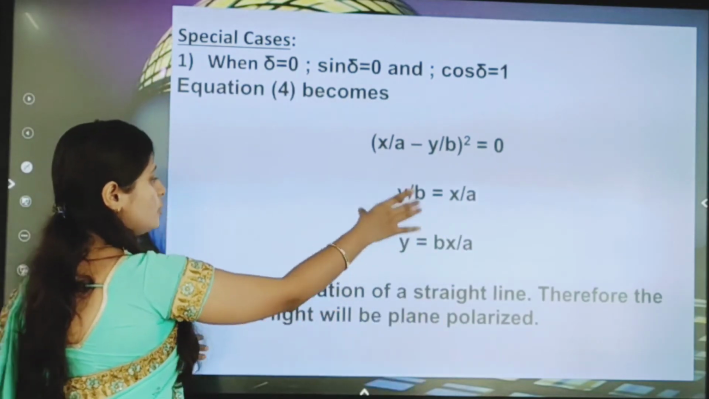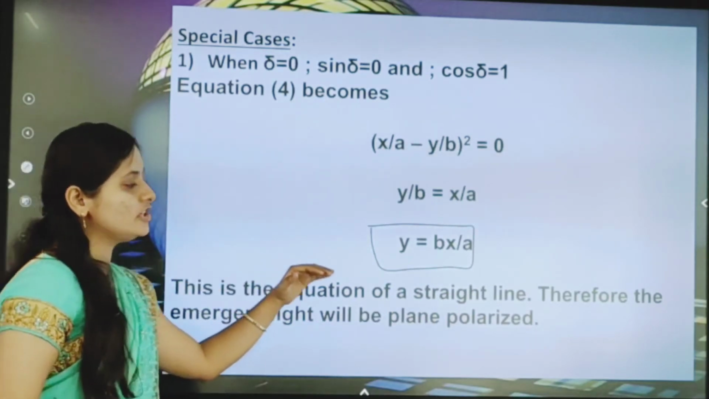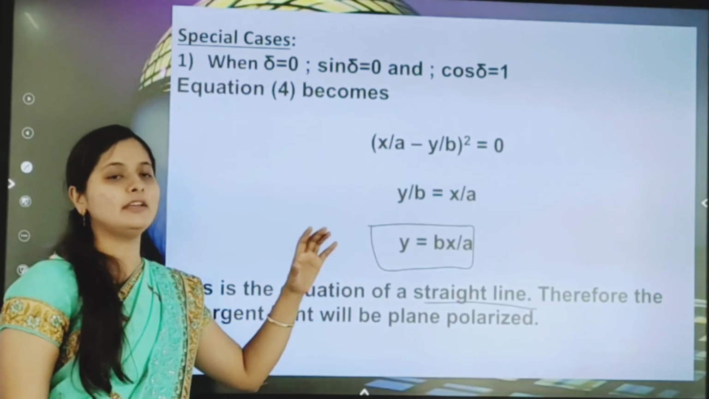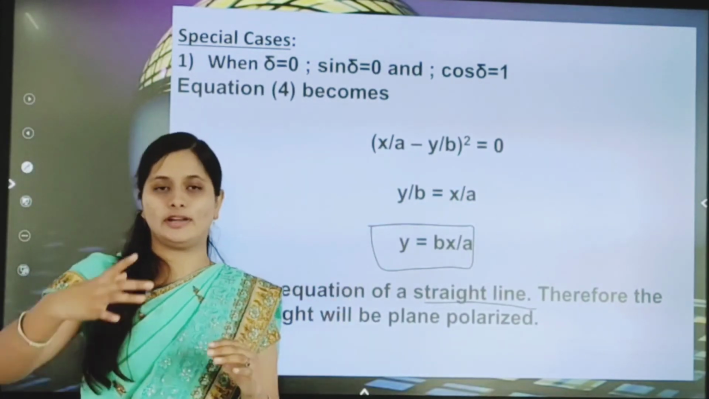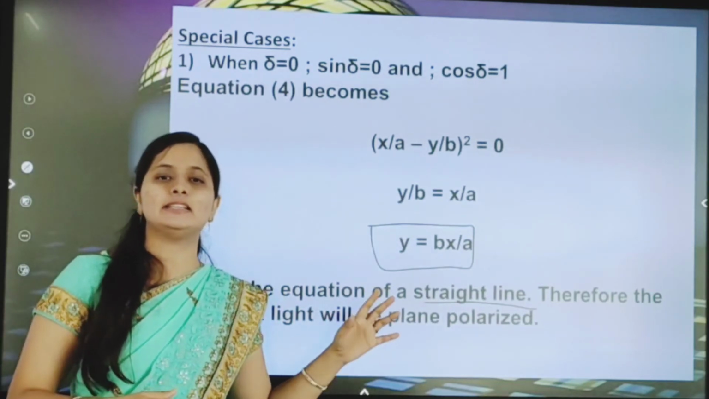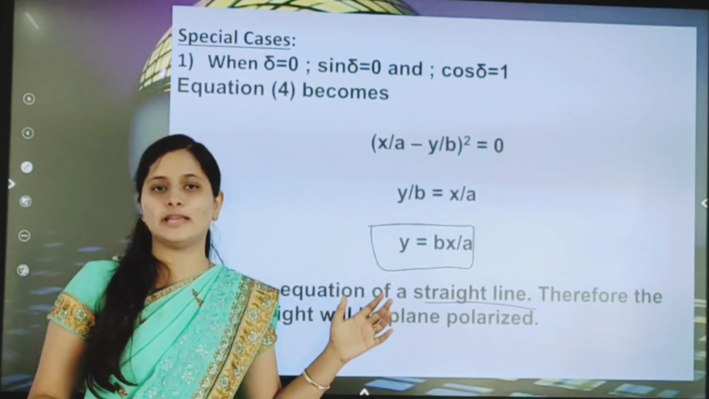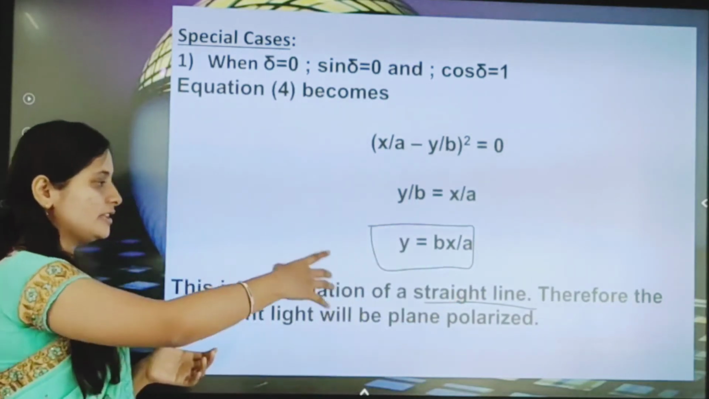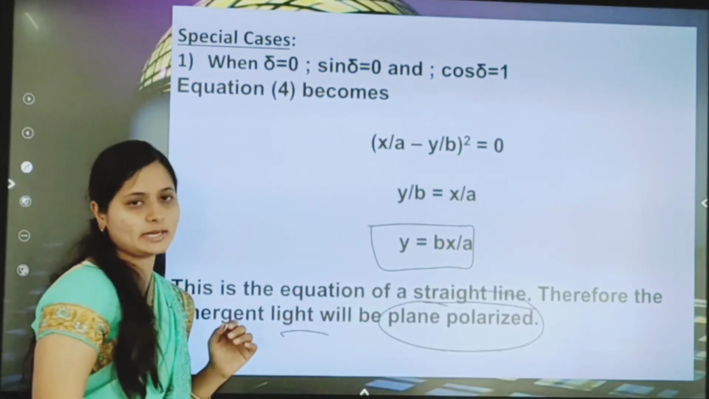So we can conclude, see, this is the equation of a straight line. Therefore, the emergent light will be plane polarized. Whatever the emergent light is there, it is plane polarized. By the first case, we conclude that our equation is in terms of a straight line, and the emergent light is plane polarized.